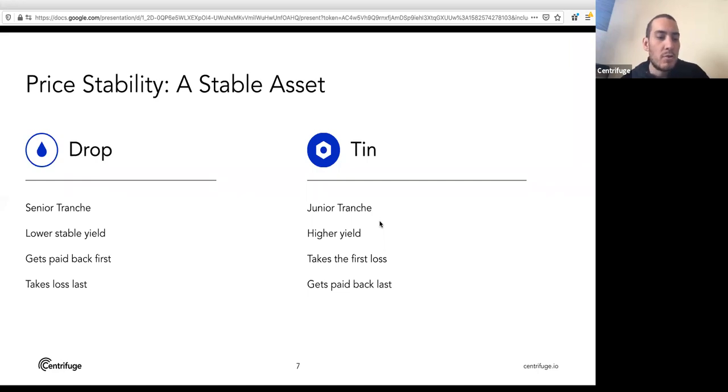And so what you usually do is give the DROP token a stable yield, and you have the TIN token holders take whatever is left at the end of the lifetime of this portfolio.